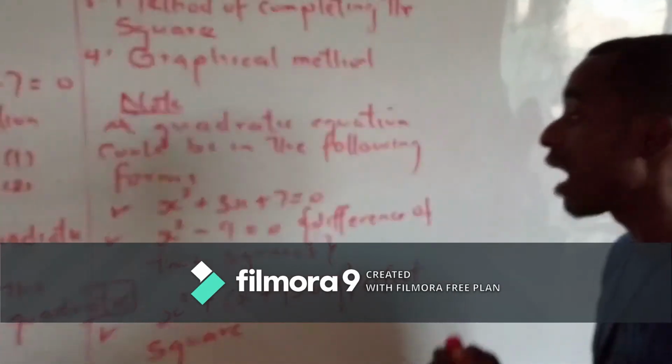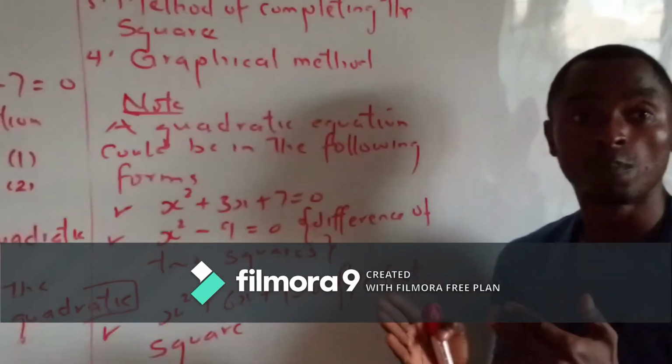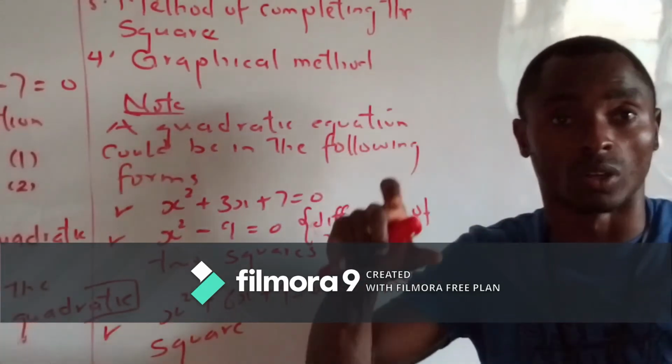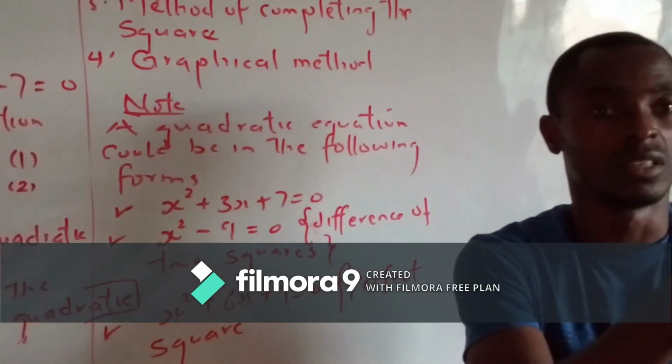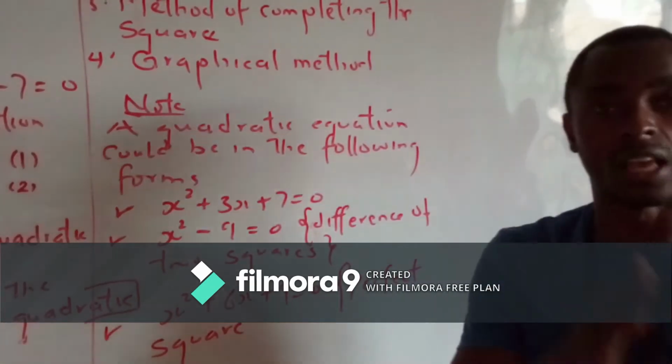Now we also have another form of quadratic equation known as perfect square. In this case, the two roots of the quadratic equation are equal. If x is 3, the other x will be 3. If the first x is 4, the other x will be 4.